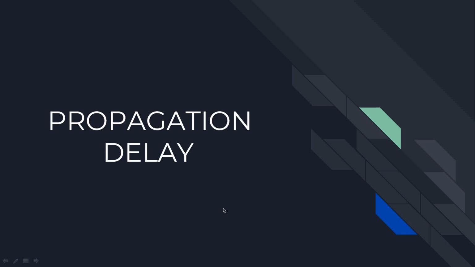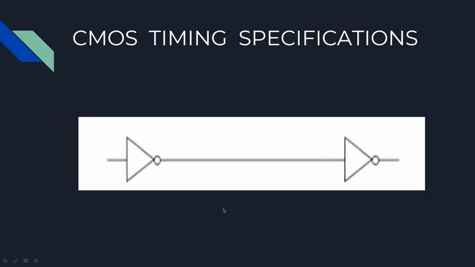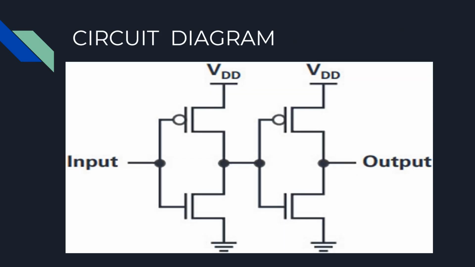Hello guys, in this video we'll learn about the CMOS timing or the propagation delay. First, we'll look at two inverters connected in series, which we'll use to understand how to characterize the timing of inverter 1. This is the circuit diagram of two inverters connected in series.